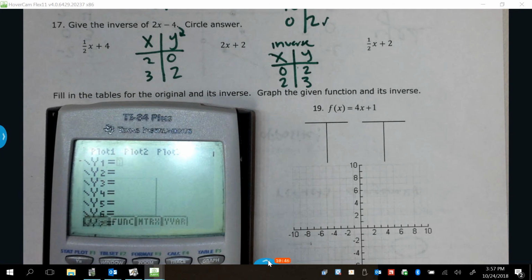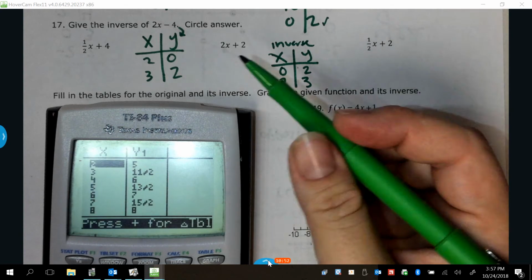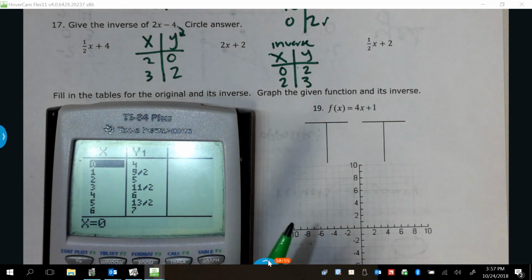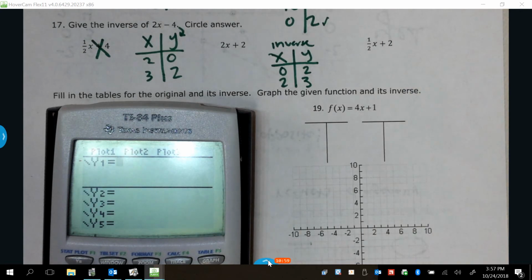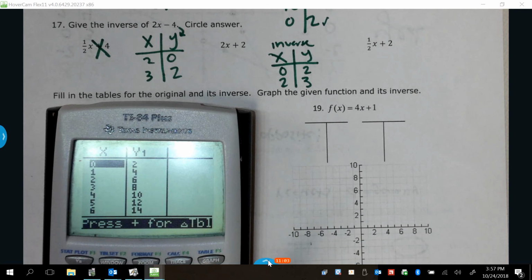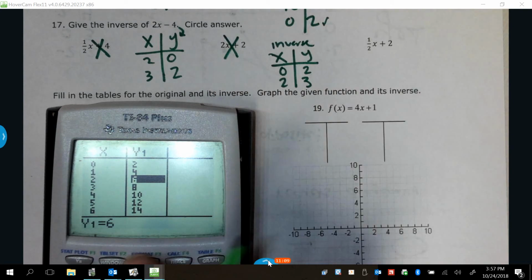So alpha y equals enter, 1 over 2x plus 4, second graph. Do I see (0, 2)? No, so this is wrong. So let's try 2x plus 2, second graph, (0, 2), (2, 3). So the (2, 3) doesn't match, but be careful to see how the (0, 2) matches. So that's why we're checking 2 points.